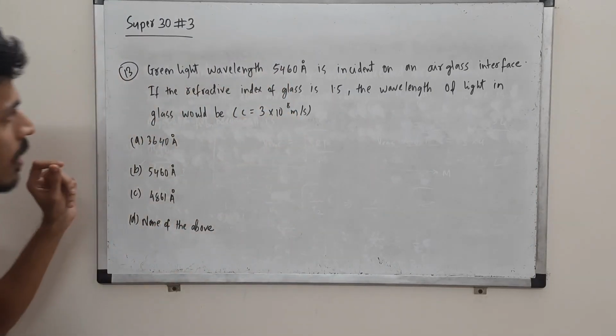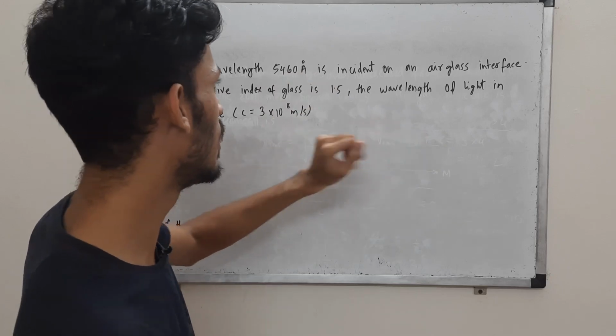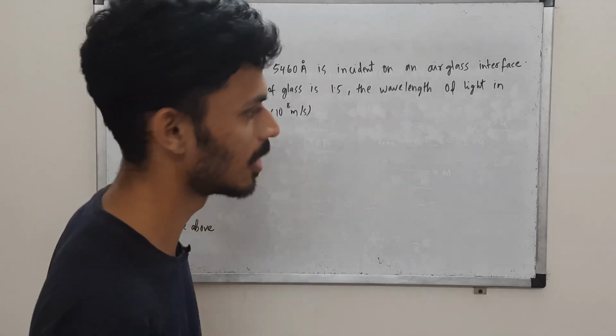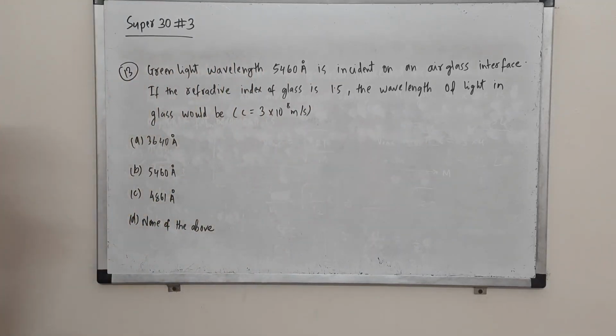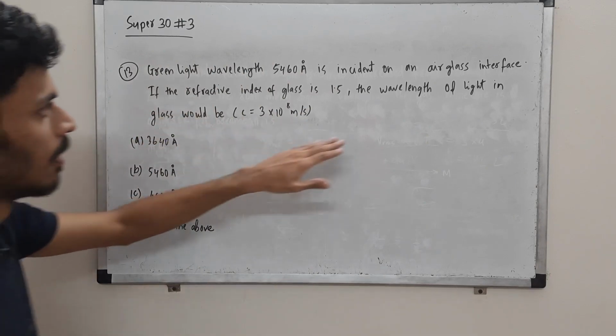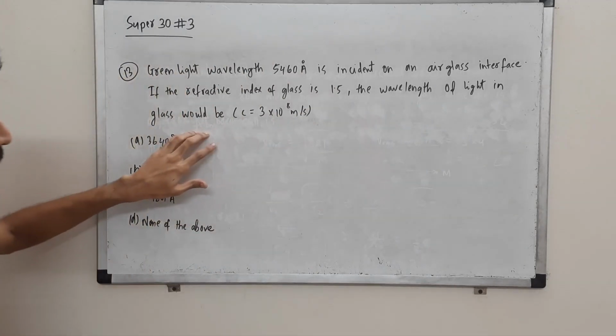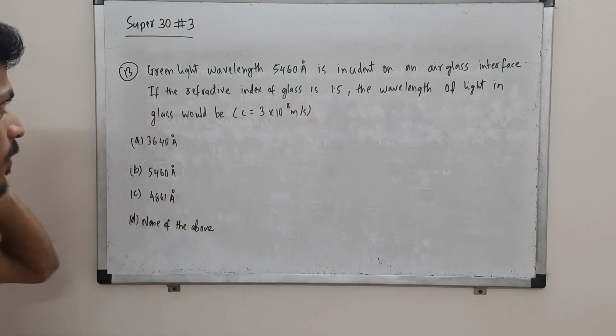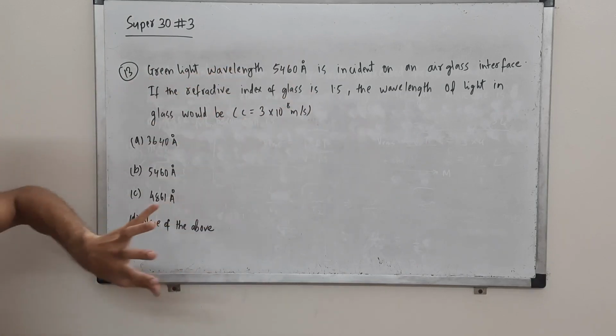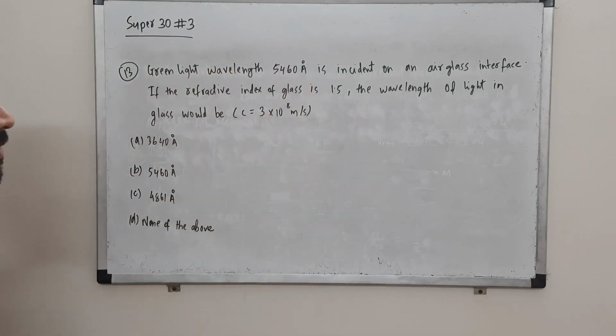It's a simple one. Here you are given the wavelength of incident light in air, and you can just use the formula of refractive index. You are supposed to tell what the wavelength of light in glass would be, given that the glass refractive index is 1.5 and this is the wavelength in air.